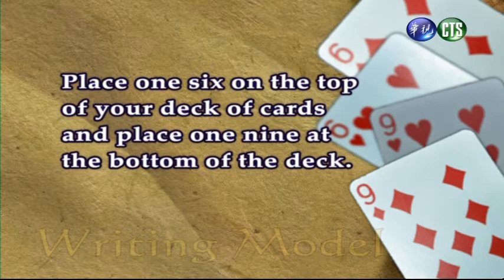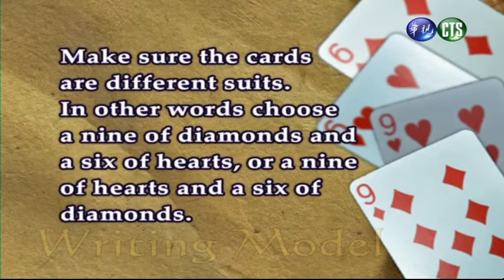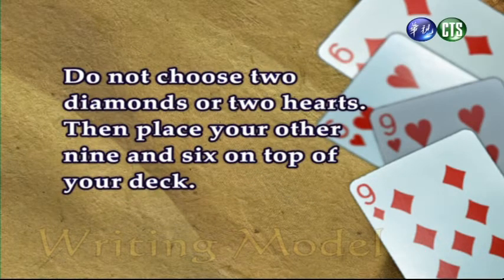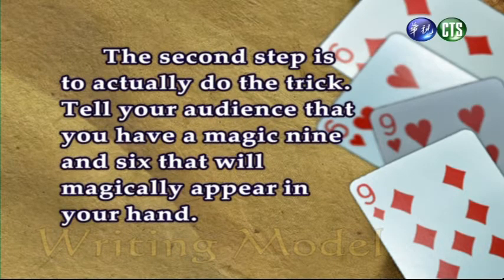Place 1 six on the top of your deck of cards and place 1 nine at the bottom of the deck. Make sure the cards are different suits. In other words, choose a 9 of diamonds and a 6 of hearts, or a 9 of hearts and a 6 of diamonds. Do not choose 2 diamonds or 2 hearts. Then place your other 6 and 9 on top of your deck.